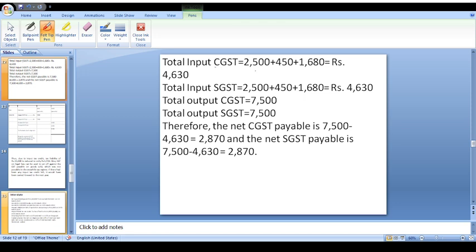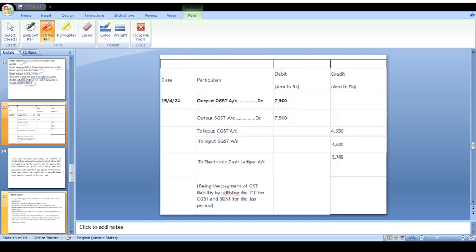We will add all Input CGST, and we will get 4,630. All Input SGST, that is 4,630. All Output CGST, all Output SGST, and therefore net CGST payable is 7,500 minus 4,630. SGST and CGST are both equal because the percentage of calculation is also equal. Now, how to pass the journal entry?